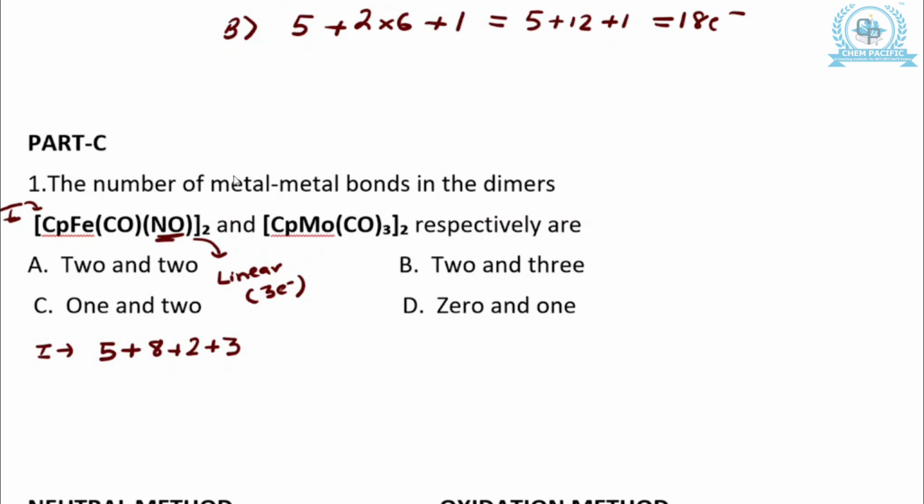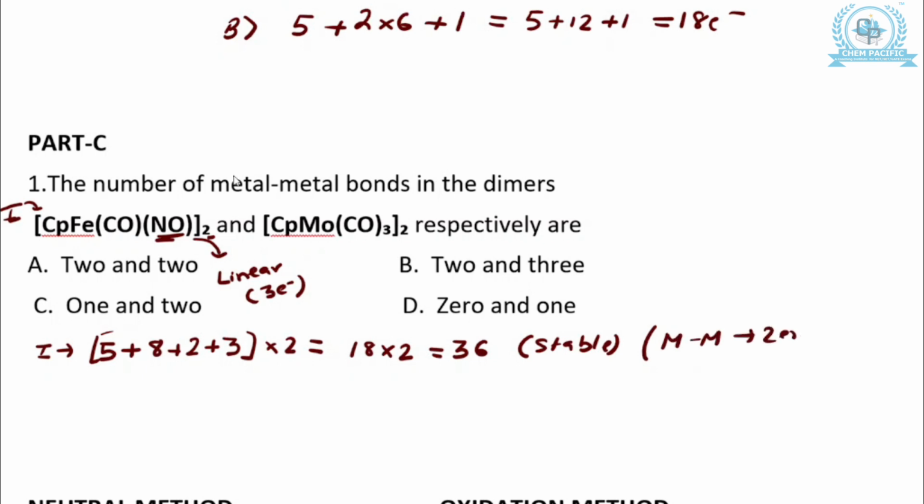This is a dimer, so you have to multiply with 2. So overall it will turn out to be how much? This will turn out to be 18 into 2, which is equal to 36. So therefore, since it is 18, this is stable without a metal-metal bond, and therefore the number of metal-metal bonds is 0.